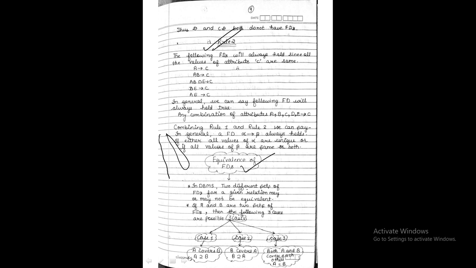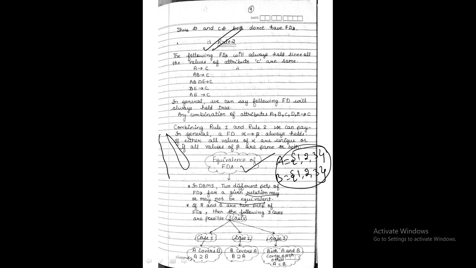In a database management system, two different sets of functional dependencies for a given relation may or may not be equivalent. If A and B are two sets, for example, you are given two sets, 1, 2, 3 and 1, 2, 3. Here you can see that all attributes are present in B and all of B's attributes are present in A. So we can say that both are equivalent.